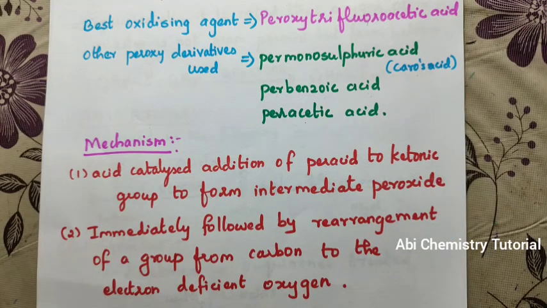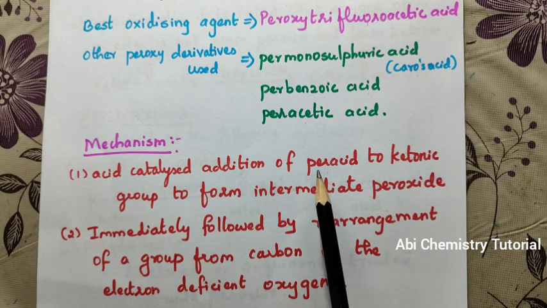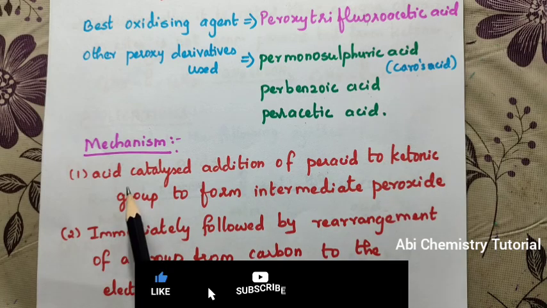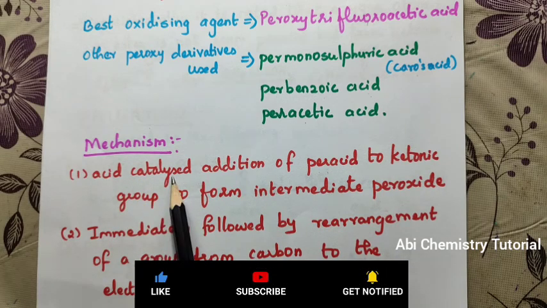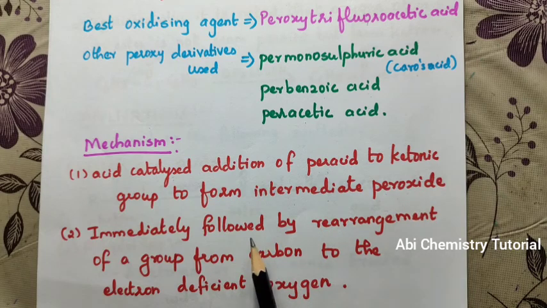Next we have to look into the mechanism of Baeyer-Villiger oxidation. This mechanism can be studied in a single series of reactions, and basically two steps happen, which we have explained in words first. The acid catalyzed addition of peracid will take place to form an intermediate peroxide. So this is the thing you have to keep in mind: acid catalyzed addition of peracid. The peracid adds to this ketonic group by acid catalysis. So an acid should be used and an intermediate peroxide will be formed. And this peroxide undergoes rearrangement and finally we will get the ester.